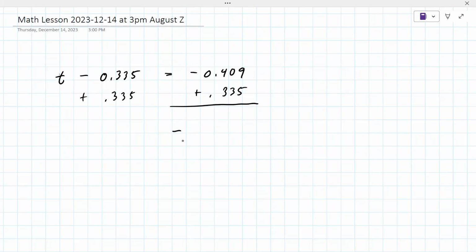So we know the answer is negative. Then you take the larger number and subtract the smaller number. Okay.